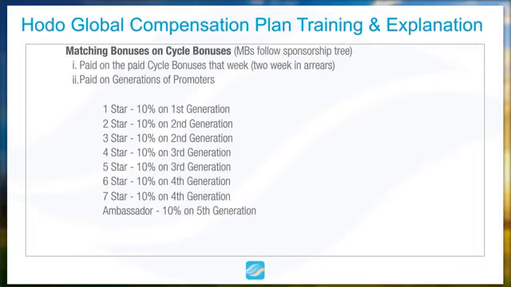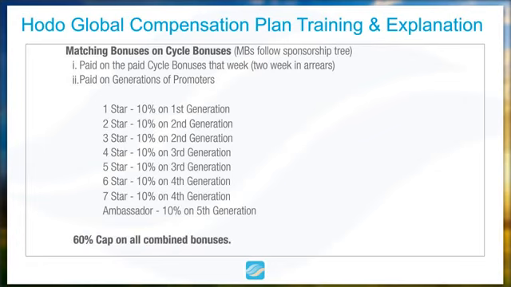And let's say, for instance, sometimes people get a little lopsided. They might have a really strong leg on the right or a really strong leg on the left, and they're not really doing that great as far as trying to get that other leg going. But they have a leader on their second generation in one of their legs that's really banging it. And you can make $3,000 a week, even though you don't have hardly any money coming in from your own cycle bonuses. So it's a really fair way to help you make money, even if you're not making that much from your own cycle bonuses. Okay?